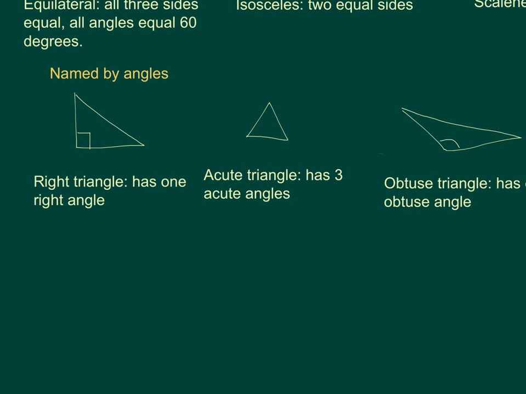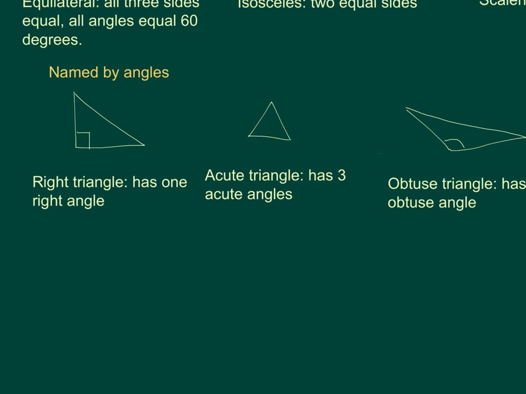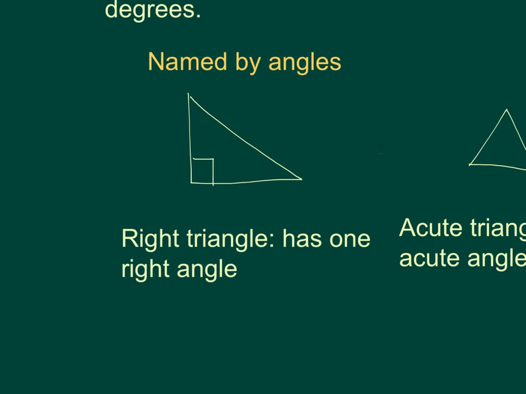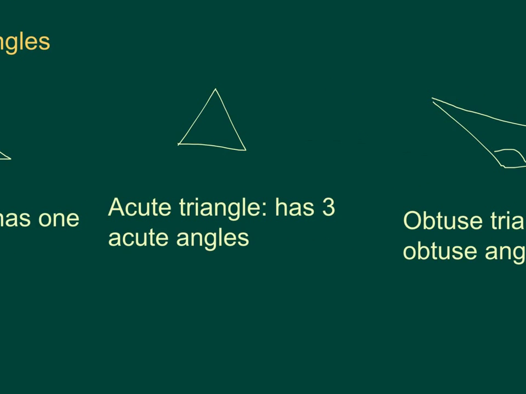Named by angles. So you have a right triangle, which means that it has just one right angle. So you have one right angle in the triangle, and that is a right triangle. Then you have an acute triangle, which just has 3 acute angles. So it doesn't have any right or any obtuse angles. 3 acute. They're just the little ones. 3 little angles. That's an acute triangle.